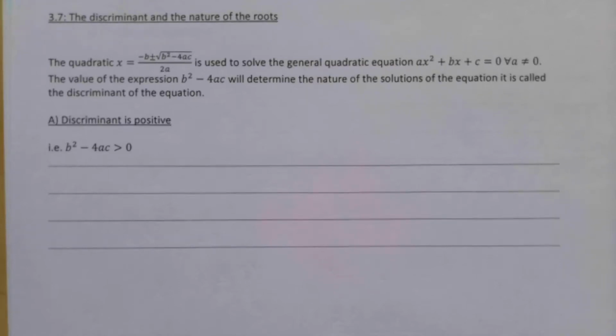This is AS Pure Maths Notes. We're on Unit 3 and this is 3.7. We're starting to look then at the discriminant.